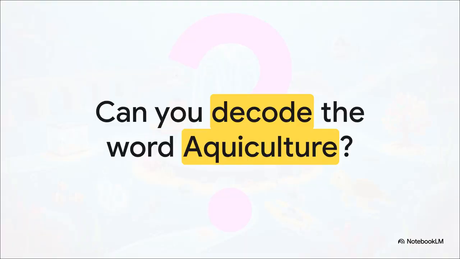Okay, let's put that framework to the test right now. Can you decode the word aquaculture? Let's run the steps together. First, we see AQUA, so boom, we think water. The second root is culture, which in a scientific context means growing or cultivating. Combine them together, and it literally means growing in water. So the modern meaning of aquaculture is the farming of aquatic organisms. You know, like raising fish or seafood. Look at that. You just decoded a complex scientific term using pure logic.